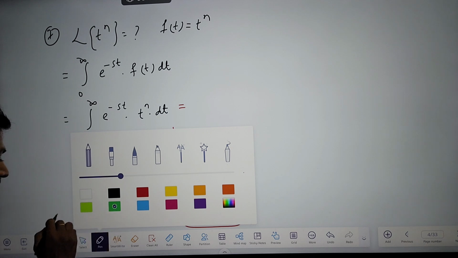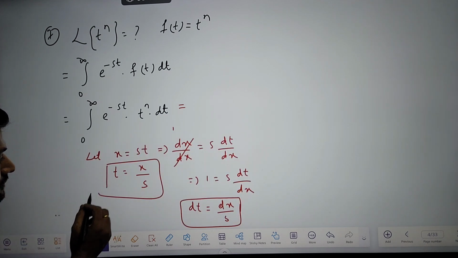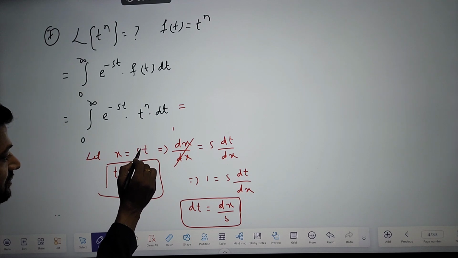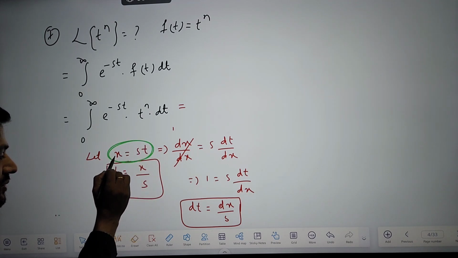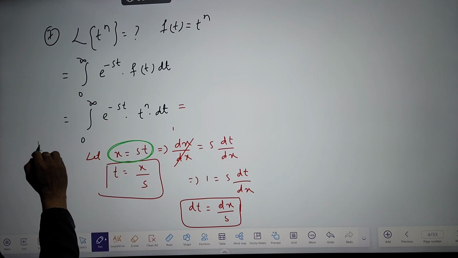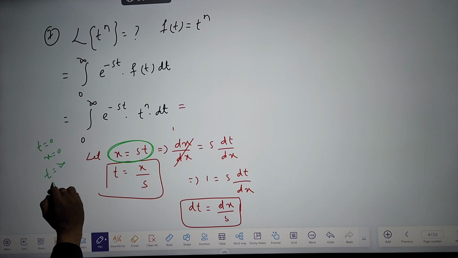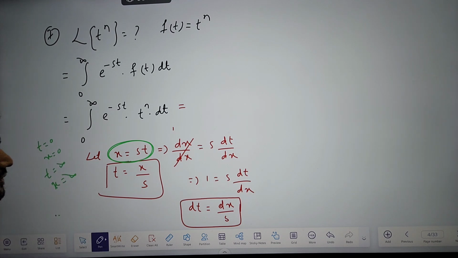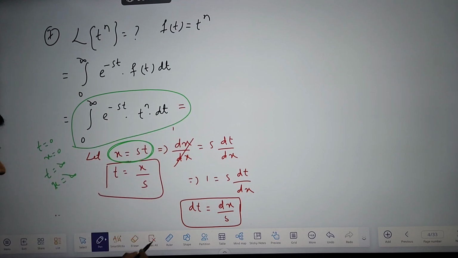One more thing you remember, पहले तो लिमिट चेक करते हैं. देखो, here if t is 0, x is 0. If t is infinity, x is infinity. मतलब if t is 0, x is 0. If t is infinity, x क्या है? Infinity. So we can convert this in terms of x.